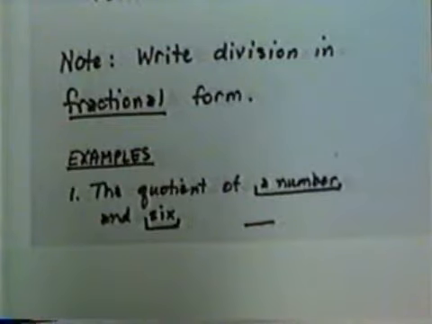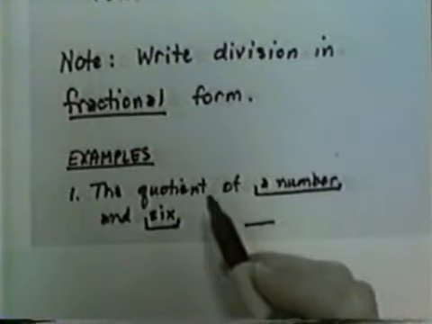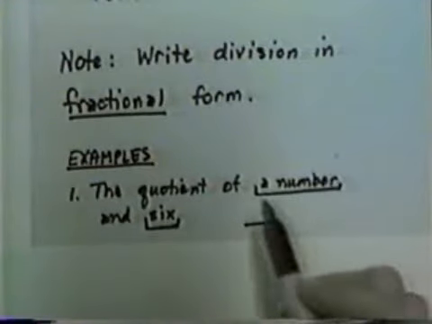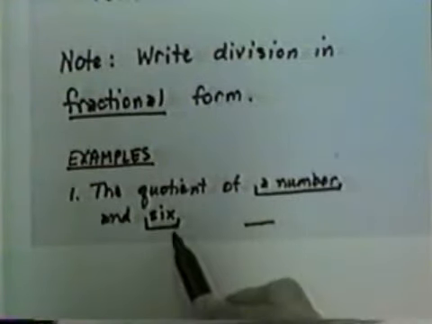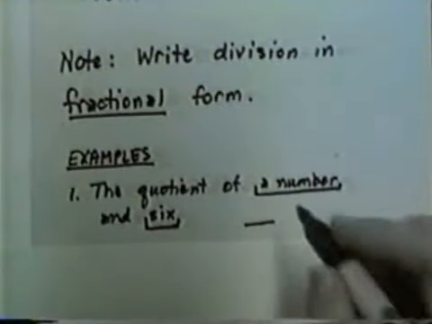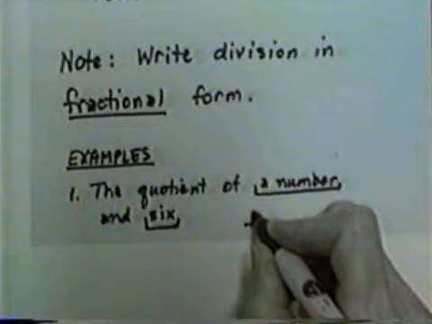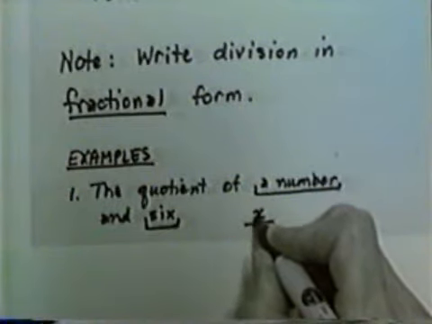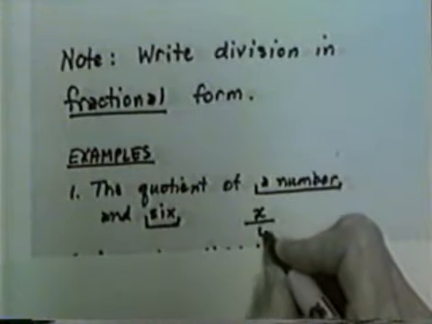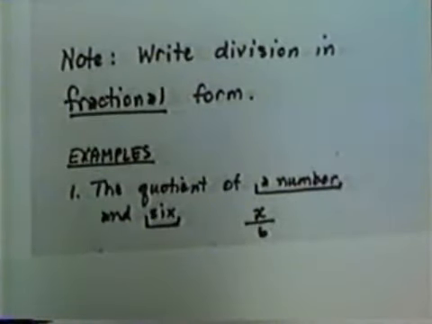The order in which they are written is the order in which the words are written on the page. A number comes first, and so we write that on the top of the fraction. Let's use x. 6 comes second, so we write that on the bottom of the fraction. And so the quotient of a number and 6 is written x over 6.